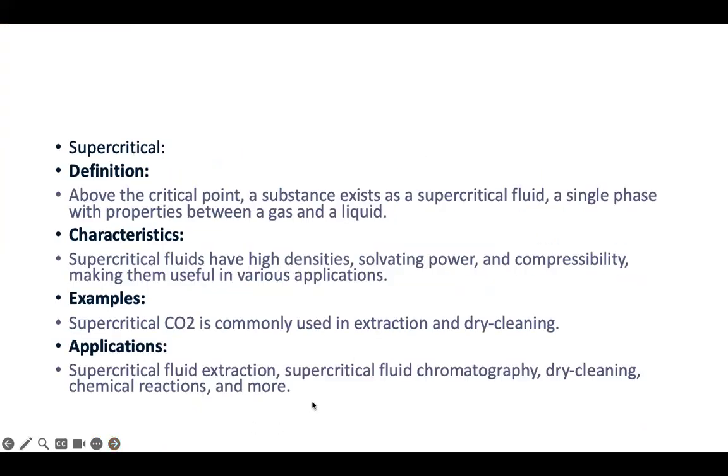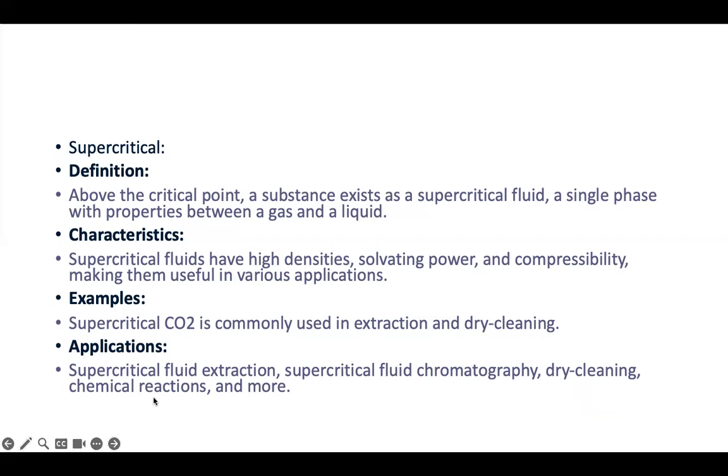Back to supercritical, just for you to understand the difference. Above the critical point, a substance exists as a supercritical fluid, a single phase with properties between a gas and liquid, like the supercritical CO2 that I discussed in the last recorded lecture. Supercritical fluids have high density and solvating power. Remember the word solvating: in order to dissolve a compound or substance, the chemical process involves solvation. That's how a solvent can dissolve a substance. Solvating power and compressibility make them useful in various applications. Supercritical CO2 is commonly used in extraction and dry cleaning.